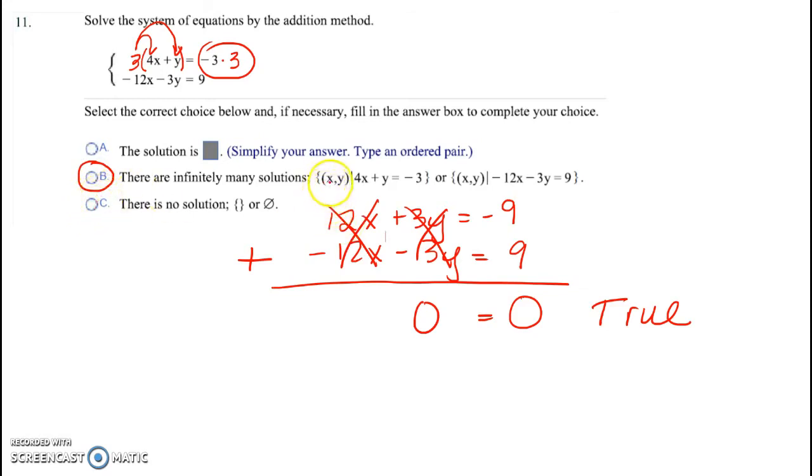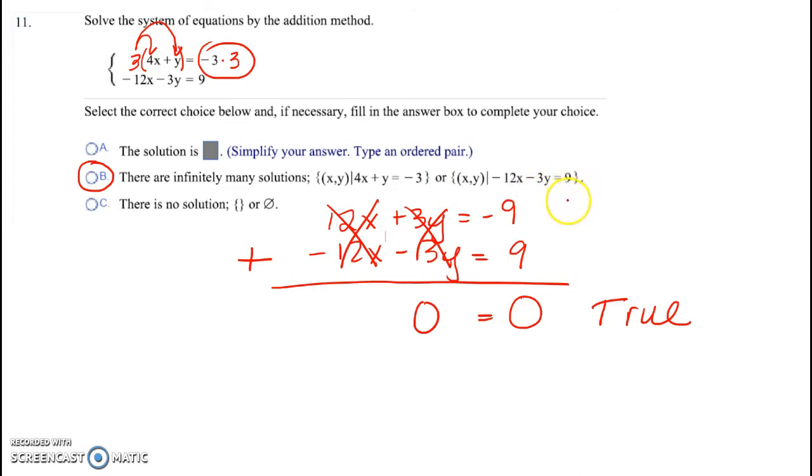Okay? Now check out the way they wrote this. This says the solution is all pairs of x and y such that the equation 4x plus y equals -3. Or you could use the other equation. The solution set is all pairs of x and y such that -12x minus 3y equals 9.